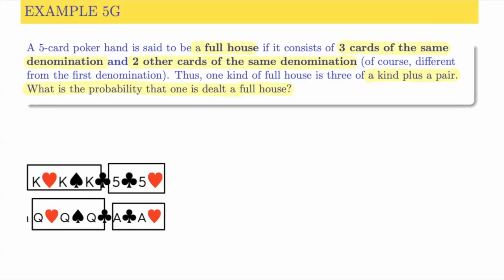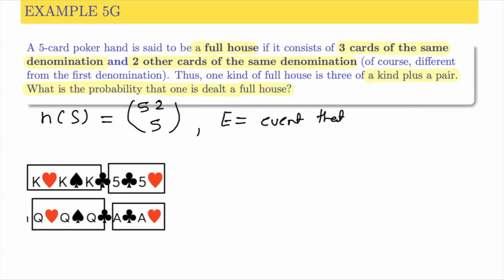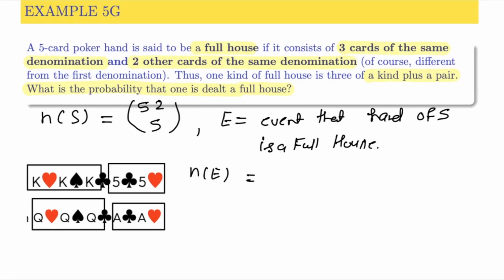So how can we solve this question? The task is easy. First of all, NS, like in the previous example, will represent the total 5 cards you can take out of 52. It was 52C5. Just suppose, let me assume that E be the event that a hand of 5 is a full house. Consider this is the case. I need to calculate NE.